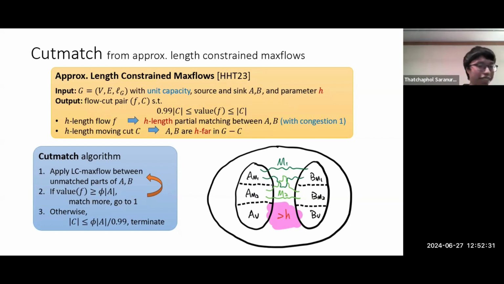And this figure is just an example. We have 3 iterations, and the first 2 iterations give us 2 matchings M1 and M2, and the last iteration gives us a cut that separates the rest of the A and B. And to see that the final matching, the union of M1 and M2, has low congestion, it's just because the number of iterations is small, because every iteration we make good progress, matching a constant fraction of things.